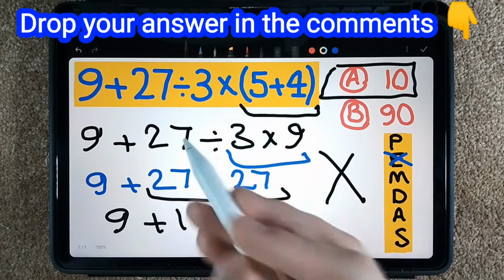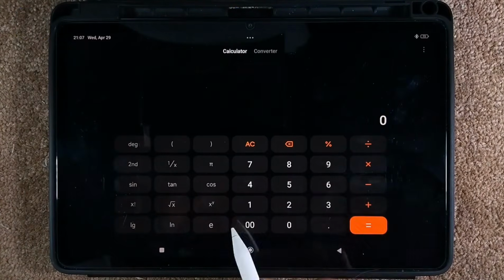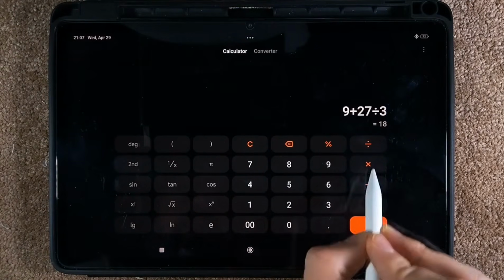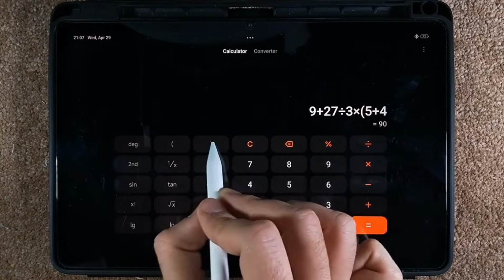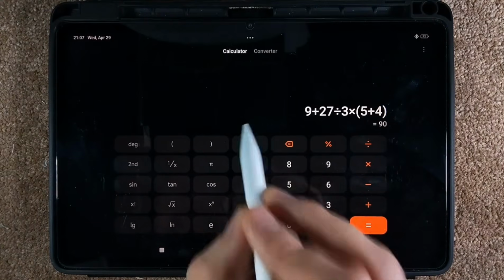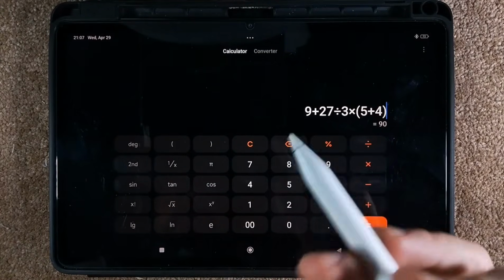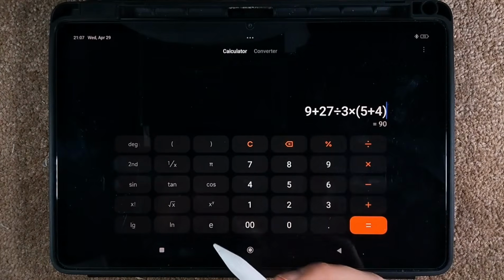Okay, let's go ahead and solve this expression with a calculator to see what the correct answer is. 9 plus 27 divided by 3 multiplied by open parentheses 5 plus 4 close parentheses. As you can see on the screen, the calculator says the answer becomes 90, which is option B. Alright, let's break down how we get to this answer.